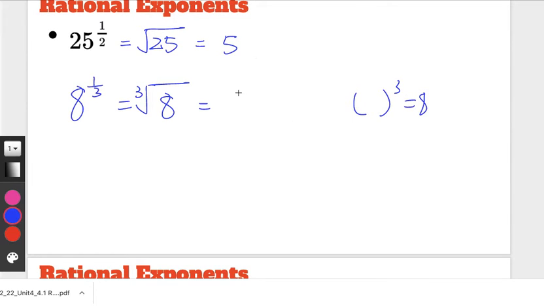Yes, you are right, which is 2. So that's why the answer is 2. That's how we deal with rational exponents. This is just finding the root.